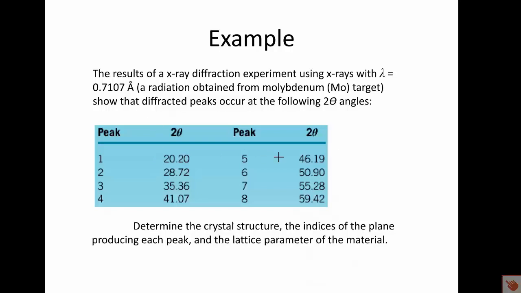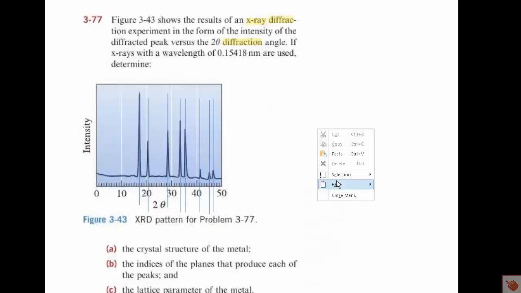So here is the experimental data. These are the peak numbers. These are just sequence numbers. The first peak occurs at 2 theta, 20.2, second peak 28.7, etc. Determine the crystal structure, the indices of the plane producing each peak, and the lattice parameter of the material. Okay, how are we going to do this? Well, the easiest thing to do is to use a spreadsheet to analyze this data.